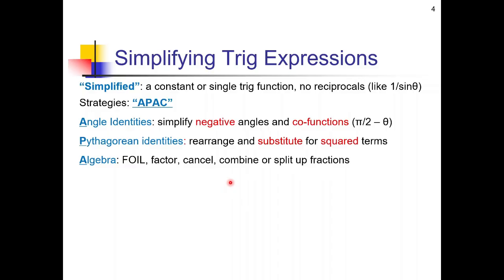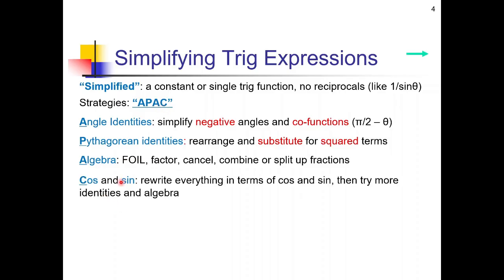So let's say that we've tried all these things and maybe nothing has worked out. The C in APAC stands for cosine and sine. We know that all 6 trig functions are really just cosine and sine in one form or another. So we could try rewriting everything in terms of sine and cosine. And then once we've got everything in terms of sine and cosine, we might be able to use some of these others again. Probably angles will already have been taken care of, but we might be able to do some Pythagorean or algebra sort of stuff. So these are a good toolkit of things to try out.